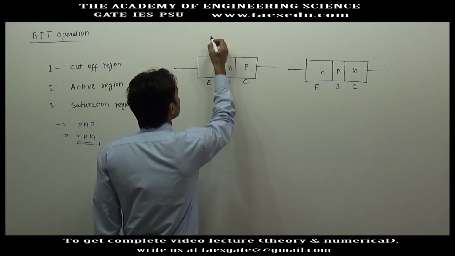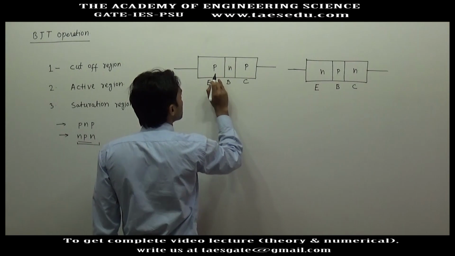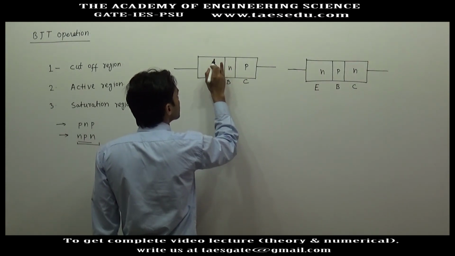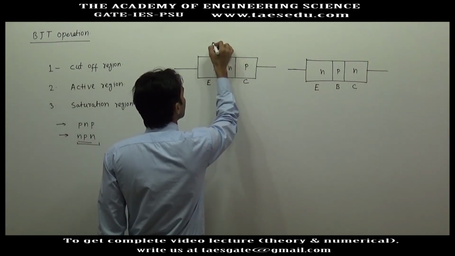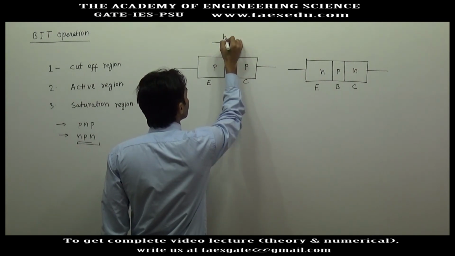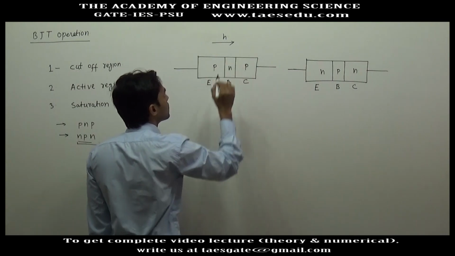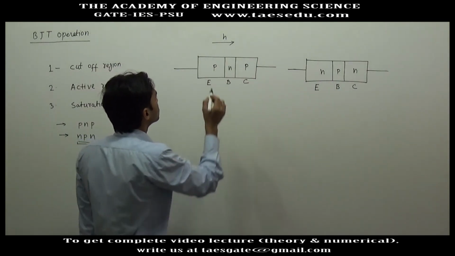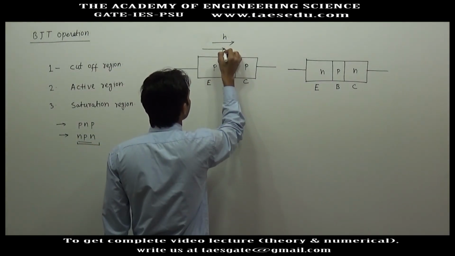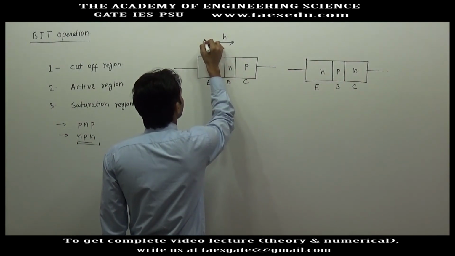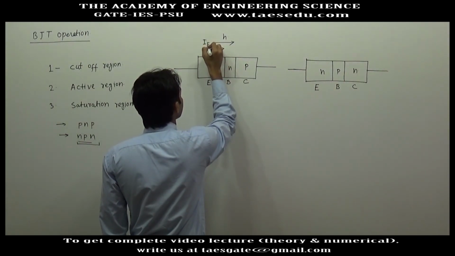For PNP transistor, since this is emitter and this is p-type material, it will inject holes. Holes will flow in this direction. So the direction of current will be in the direction of flow of holes. So this will be the direction of current, and this will be called emitter current.